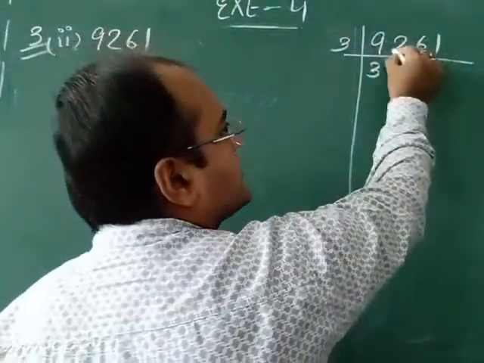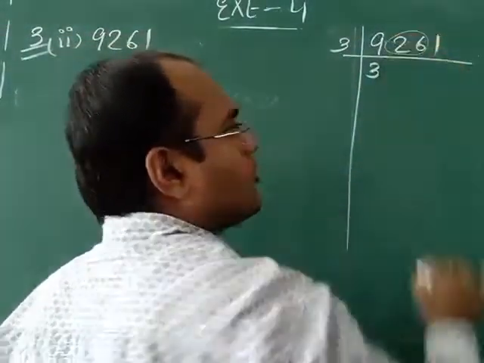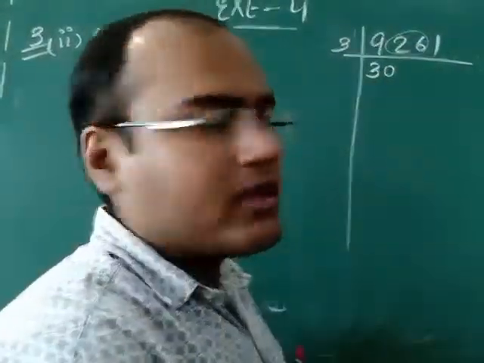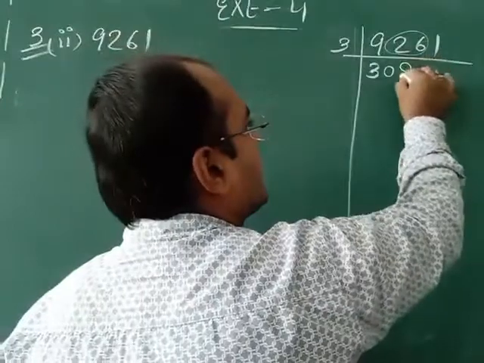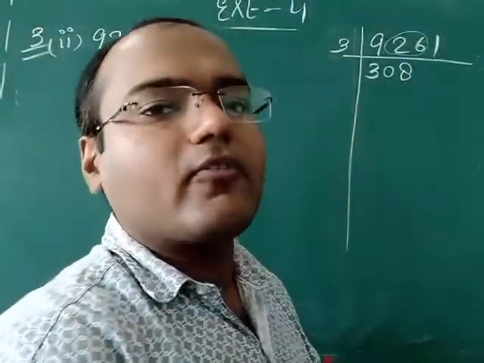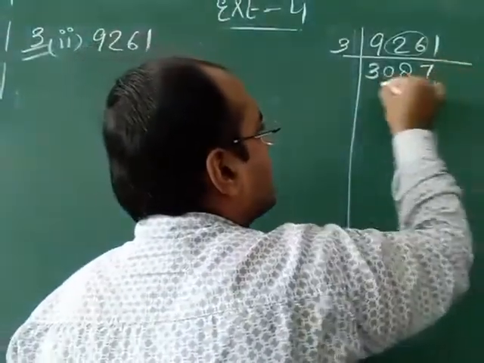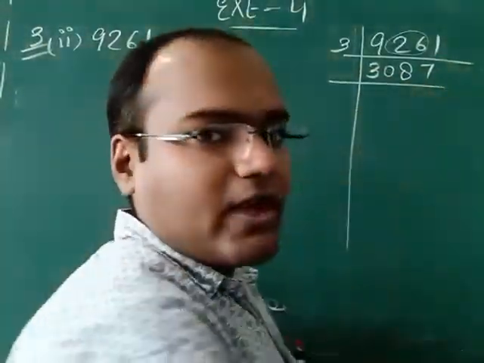Now we have to take these two numbers together. So here we have to put 0. Now 3 8s are 24, remainder will be 2, and the next number is 1, 21. 3 7s are 21. Now again we have to check with 3.